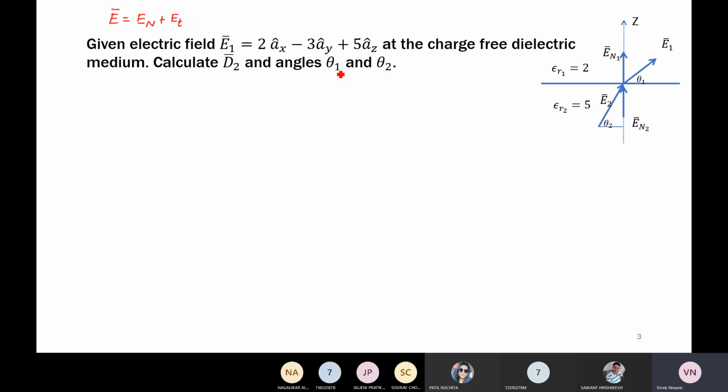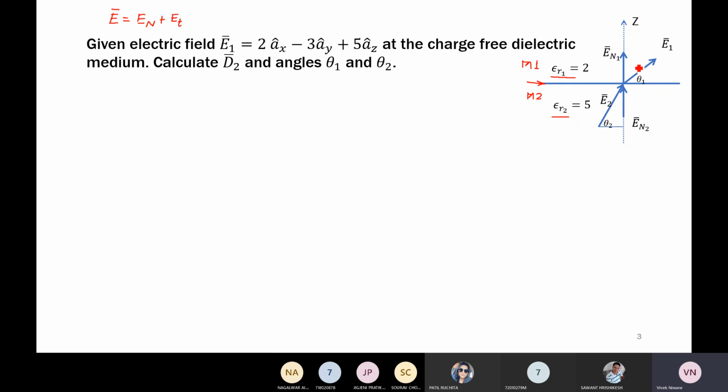You are given with this diagram. Okay. आपको ये diagram दी हुई है. Sometimes you need to draw the diagram and sometimes you will have the diagram in your question itself. Okay. So looking at the diagram, this is the boundary of the two media, separating medium 1 and medium 2, where for medium 1 epsilon r1 is equal to 2 and for medium 2 epsilon r2 is equal to 5. So in medium 2 we will have all the quantities having suffix 2 and in medium 1 we will have all the quantities having suffix 1. Okay.